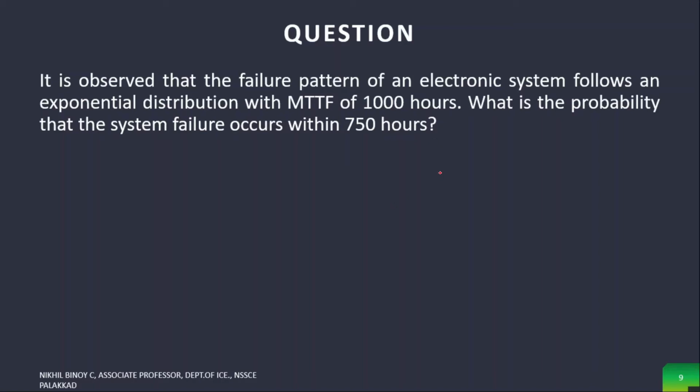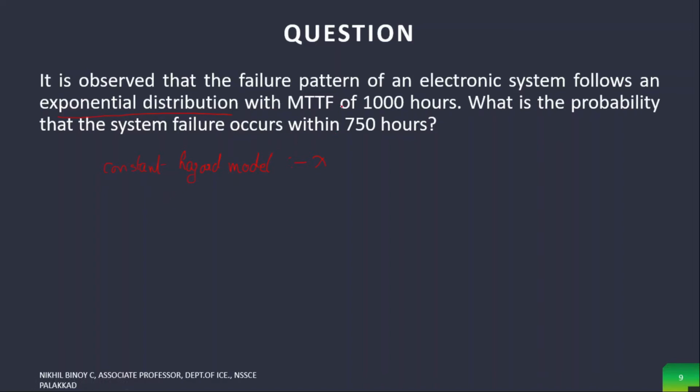So what information is given here? A failure pattern of an electronic system is given. And the most important thing is that it is following an exponential distribution, which means it is represented by a constant hazard model. If it is following a constant hazard model, then what is the constant hazard rate? That is represented as lambda. Lambda is not given, but it is the parameter of this constant hazard model.